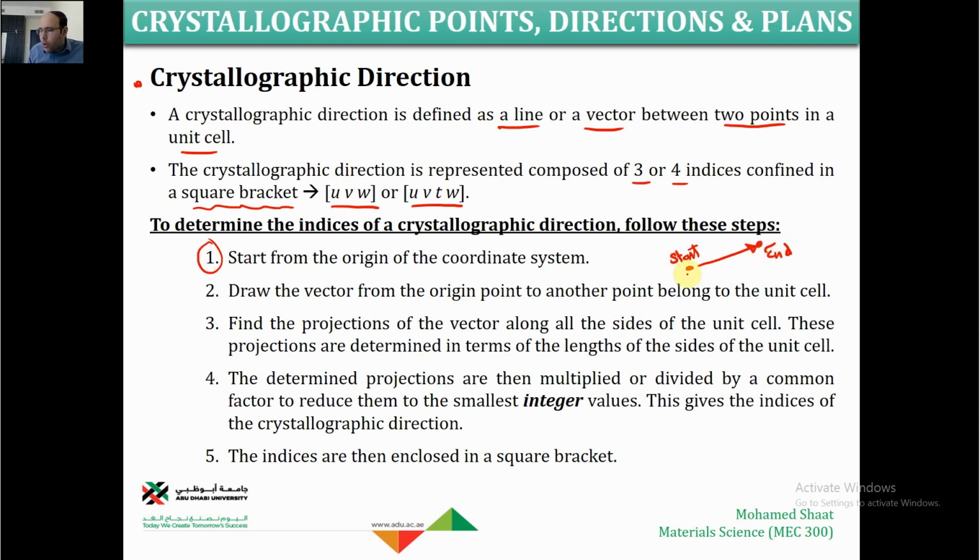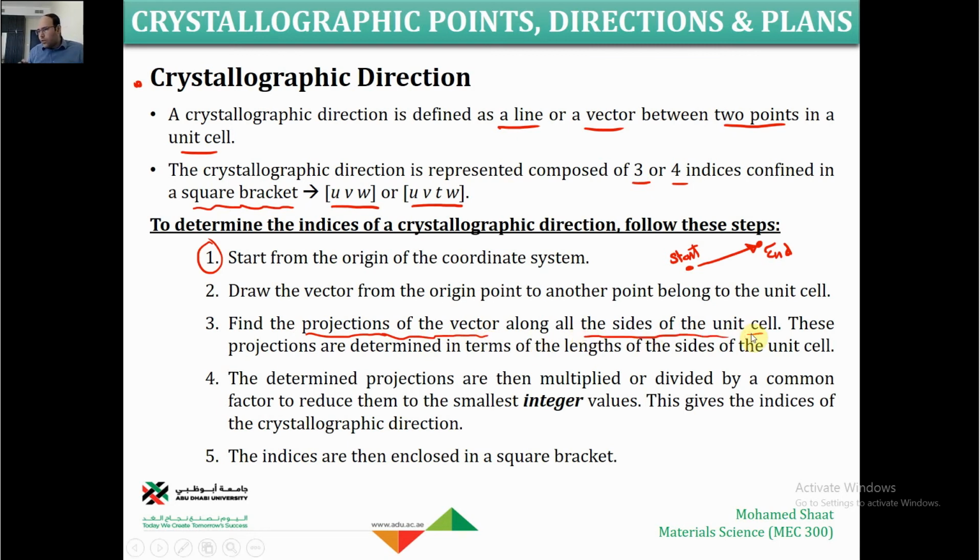From the start point, which would be the origin of the coordinate system, you can assume that this is the 0 point. Then you're going to draw the vector from the origin point, which is this start point, to the other point along this unit cell, and find the projections. One of the approaches, as explained in the textbook, is just to find the projections of the vector along all sides of the unit cell.